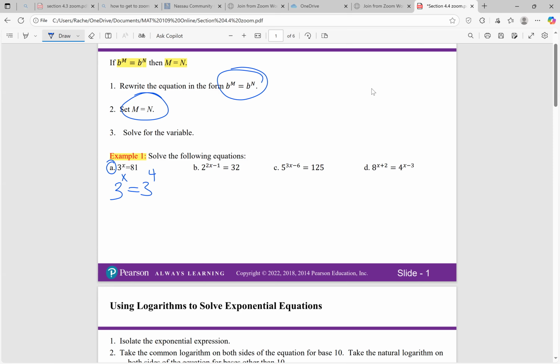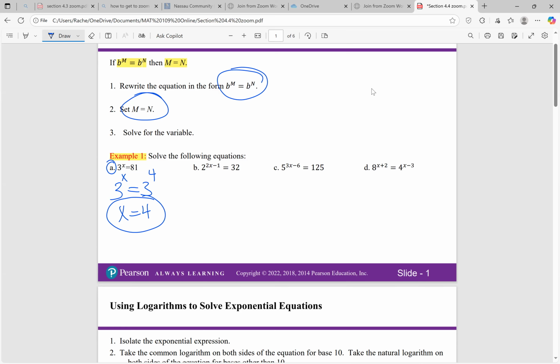Now I have both sides of the equation written in the same base. So in order for these two statements to be the same, the exponents must be the same, right? So then that means that x is equal to 4, right? 3 to the fourth is equal to 81. And you can check that on the calculator.